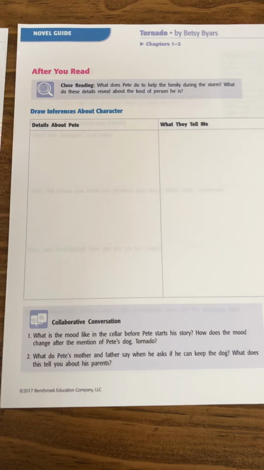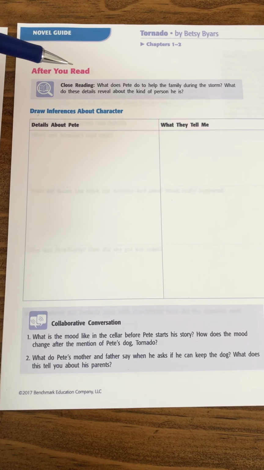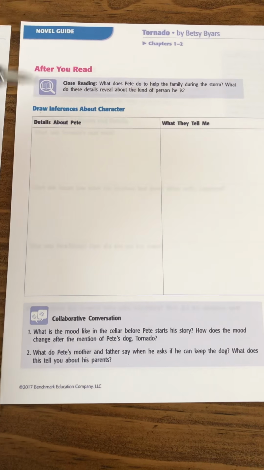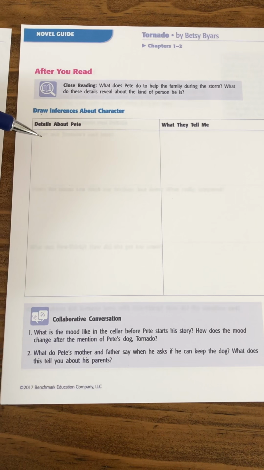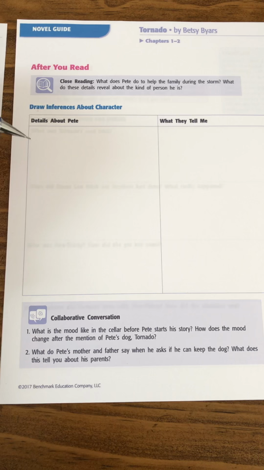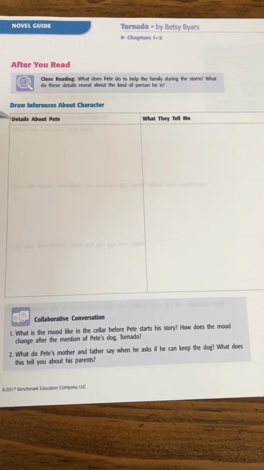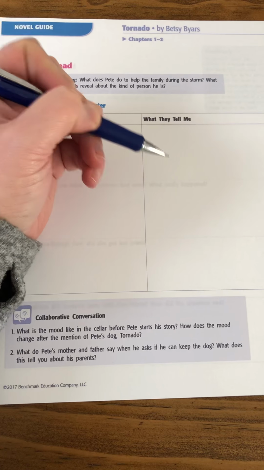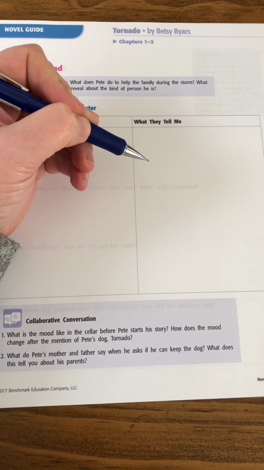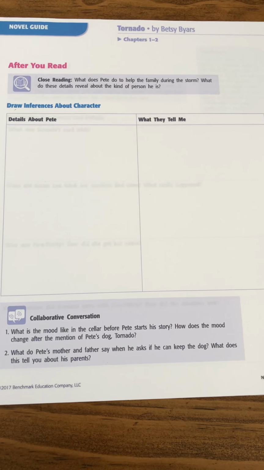And the question says, what does Pete do to help the family during the storm? What do these details reveal about the kind of person he is? So you would write down, again, using bullet points, what kinds of details did you learn about Pete? Where he's from, what he likes, how he dresses, things like that. What do those things tell you? You're going to have to make an inference about what kind of a person Pete is. And those things aren't based on what he looks like. Those are his inner character traits.